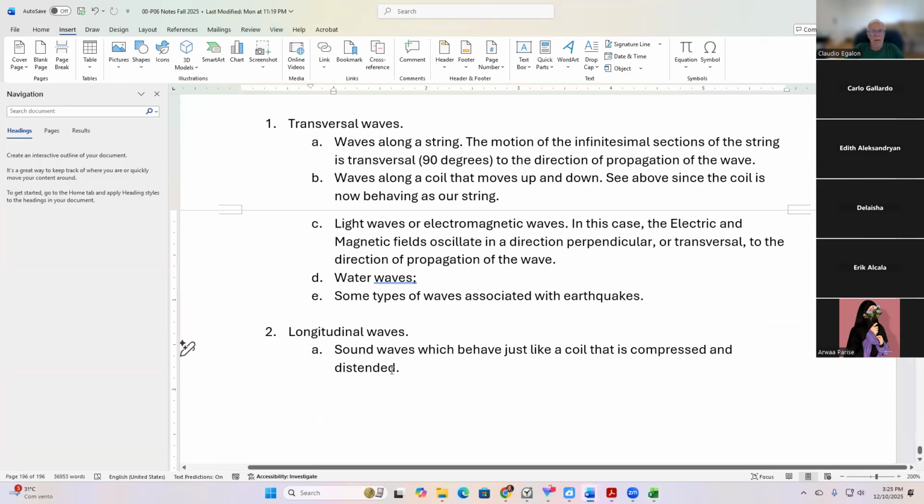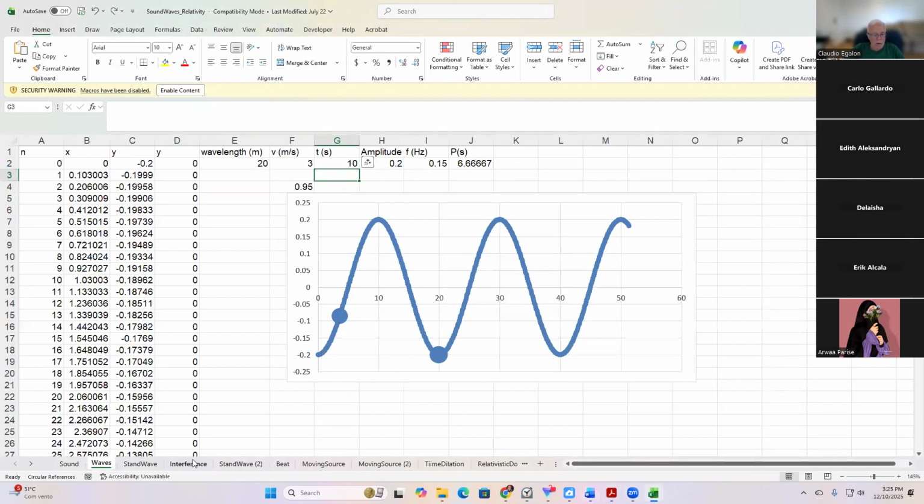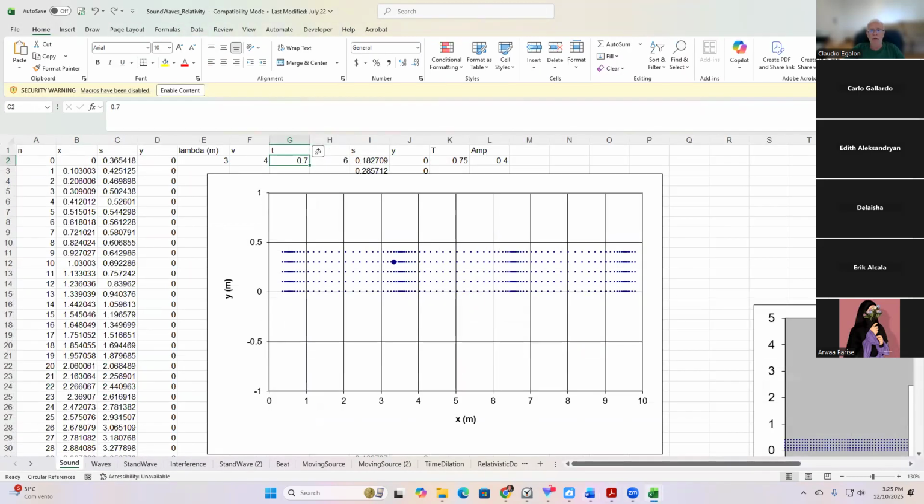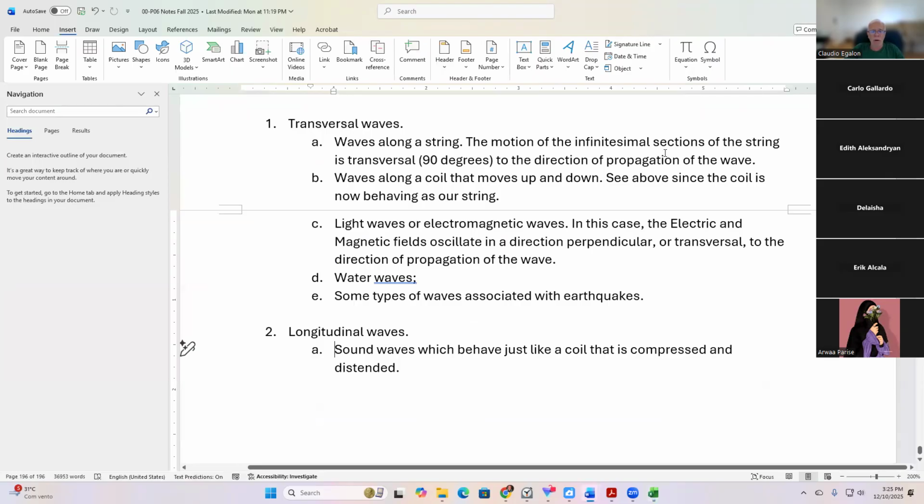Here you go. Longitudinal wave. And I showed the longitudinal wave simulation, right? The idea was to just show you the simulation here of the longitudinal wave, but now we are talking about the elements of the wave. Now let's go to some more examples.